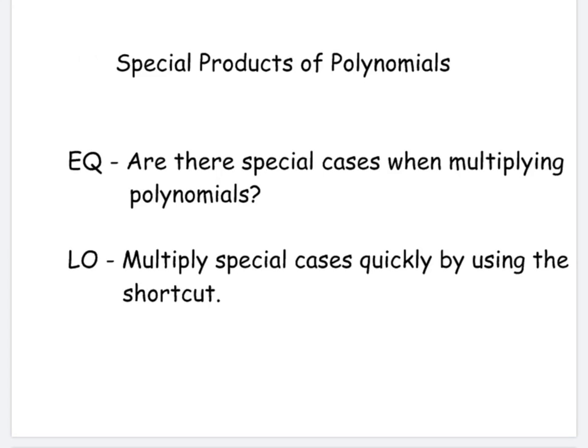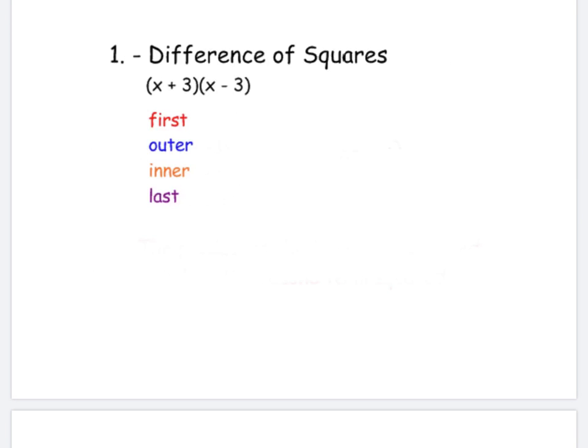Now that you know how to multiply polynomials, we are going to look at two special kinds of products. The first one is called the difference of squares. Notice that both of the binomials are exactly the same except one is plus and one is minus.